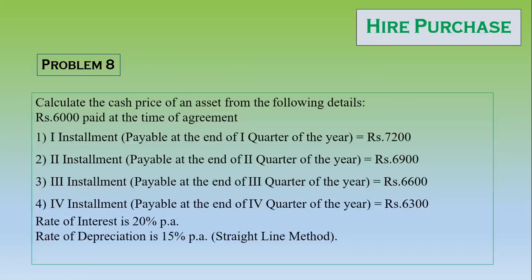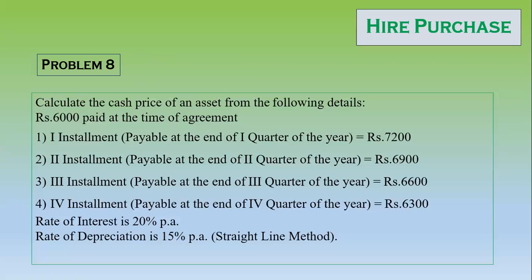In this question we need to calculate the cash price of an asset from the given data. Here 6,000 is paid at the time of agreement, and the first installment of rupees 7,200 is payable at the end of the first quarter of the year. The second installment, 6,900, is payable at the end of the second quarter, the third installment, 6,600, at the end of the third quarter, and the fourth installment, 6,300, at the end of the fourth quarter. The rate of interest is 20% per annum, and the rate of depreciation is 15% per annum in the straight line method.